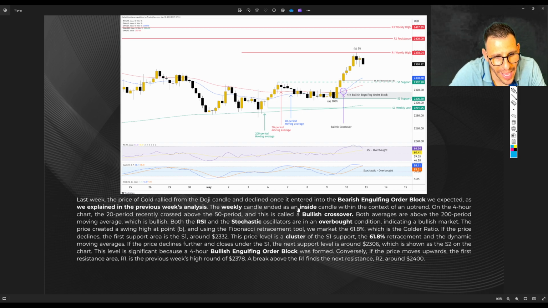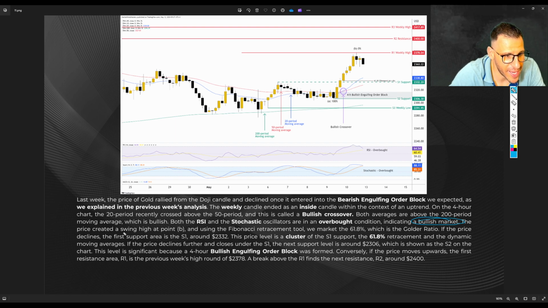The weekly candle ended as an inside candle, so the weekly chart shows an inside candle within the context of an uptrend. So we do have an uptrend. On the 4-hour chart, the 20 period is above the 50 period, and that caused the bullish crossover. Both averages are above the 200 period, the slow moving average, which is also a bullish sign. Now, both the RSI and the stochastic oscillators are in an overbought condition, indicating a bullish market.